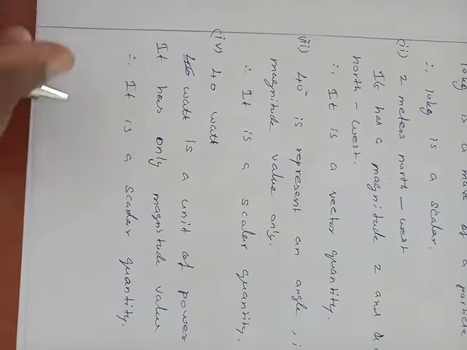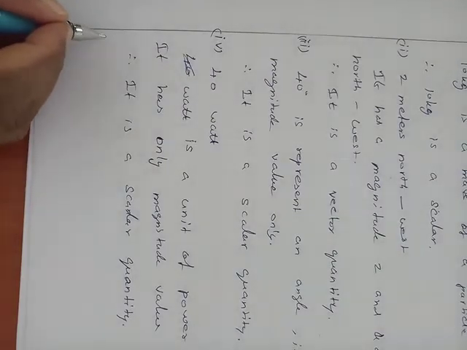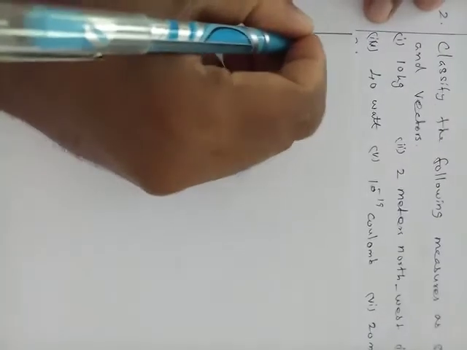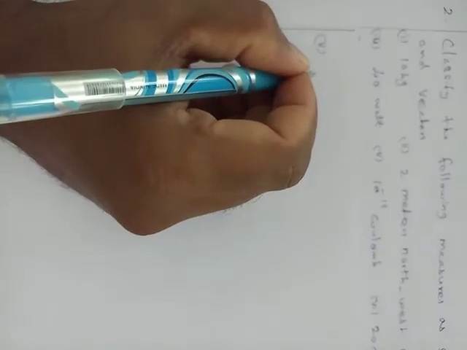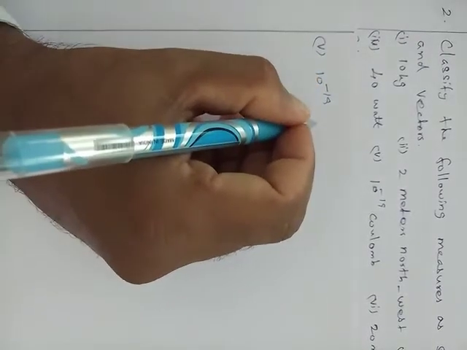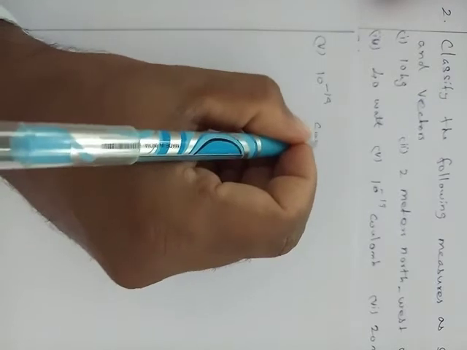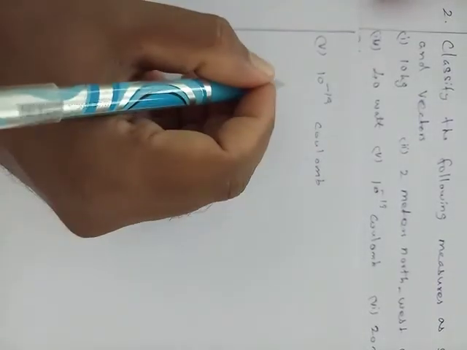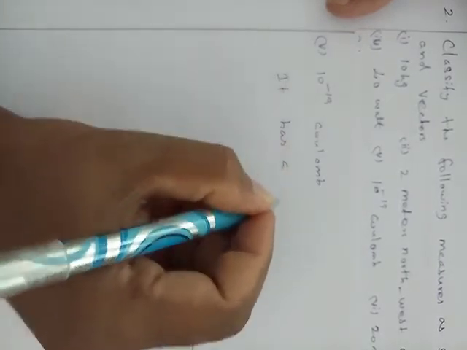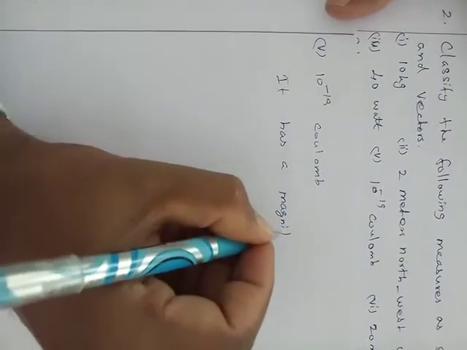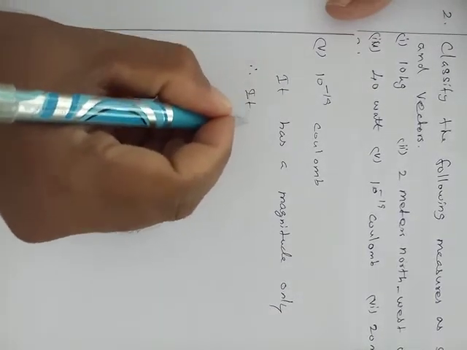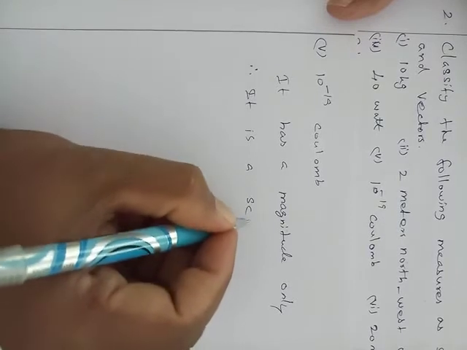Next one, fifth one, 10 to the power minus 19 coulomb. It has a magnitude only. Therefore, it is a scalar quantity.